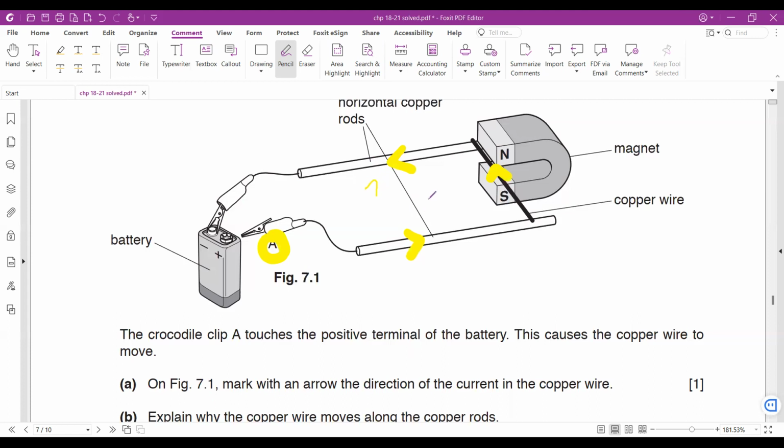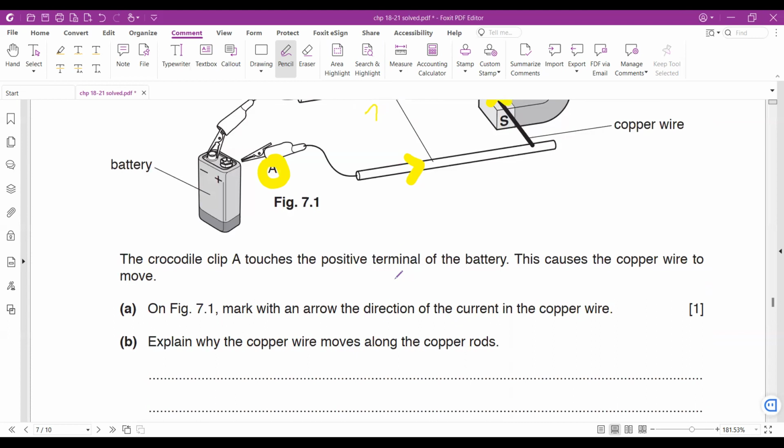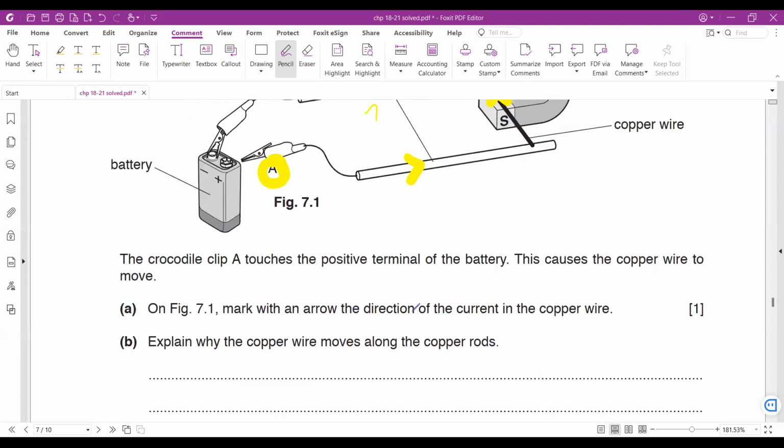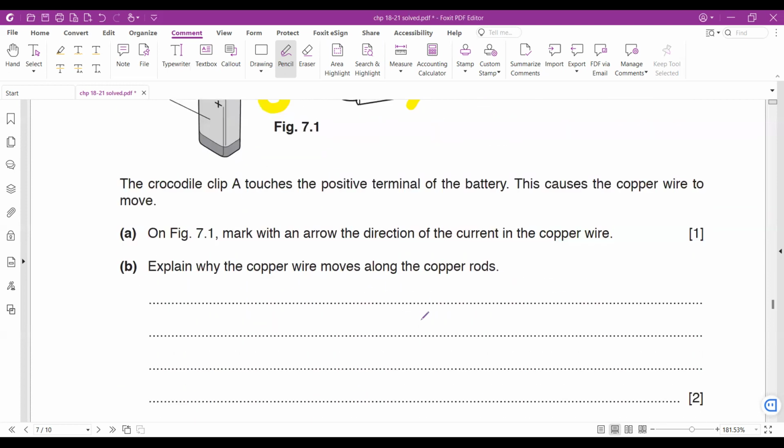भाई बैटरी अटैच्ड है, वो तो अगर इंड्यूस हो रहा होता तो हम फ्लेमिंग्स लेफ्ट हैंड रूल को यूज करते. Oh. Explain why the copper wire moves along the copper rod, so I will explain it according to Fleming's left-hand rule. There would be a force that would act on the copper wire when the magnet... Due to the passage of current across the copper wire, a magnetic field would be induced. That magnetic field would interact with the magnetic field of the pole magnets.